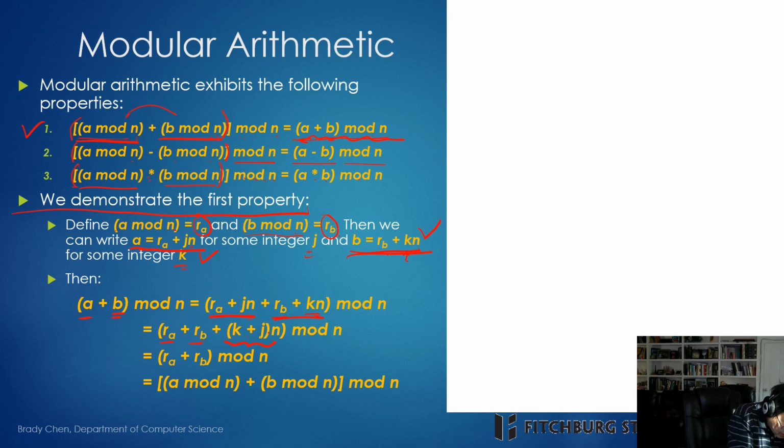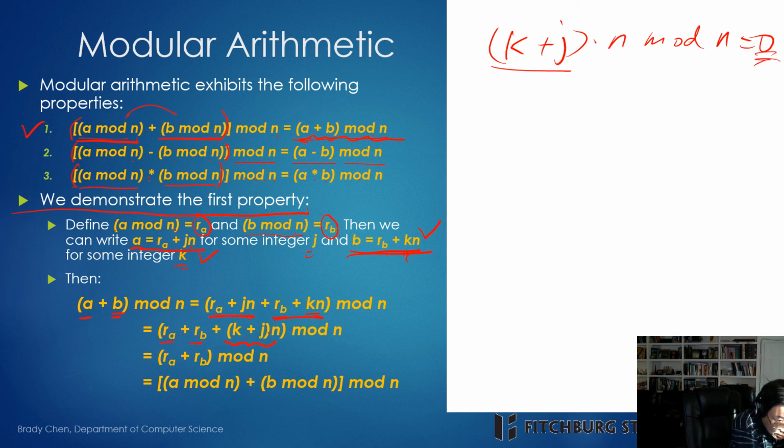Now you will see that this is the same as Ra plus Rb mod n. Why? Because K plus J times n mod n is 0, right? Why is it 0? Because when you divide K plus J times n by n, you get a quotient of K plus J, but a remainder of 0. So that's 0, right? So the second one is going to disappear.